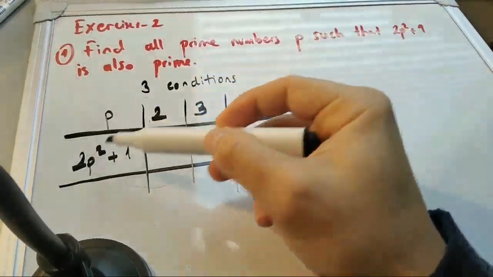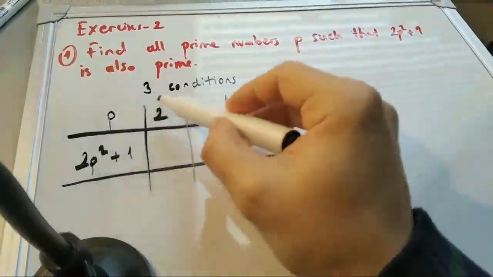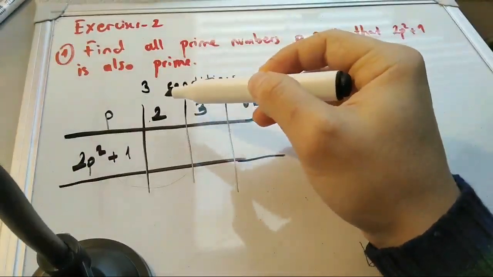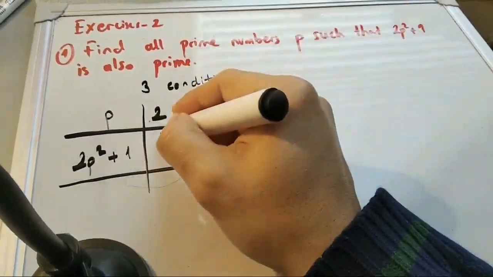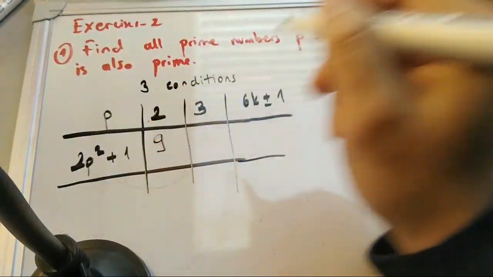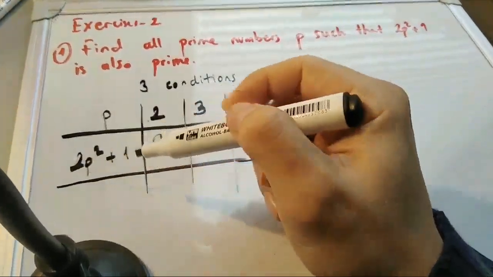For p is 2, all you need to do is write in the place of p all these values. So we can start with 2. 2 squared is 4, times 2 is 8, plus 1 is 9. For 3, 3 squared is 9, 9 times 2 is 18, plus 1 is 19.